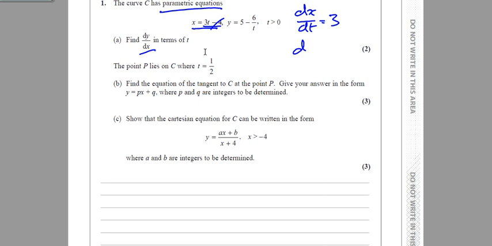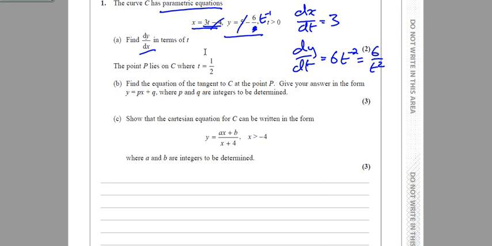Next thing we've got to do is find dy by dt. If we differentiate this, we can't differentiate at the moment because the t's underneath. So what I'm going to do is put that t at the top and make it t to the minus 1. Okay, so differentiating y now. The 5 just goes. The minus 1 comes down, so that's going to be plus 6 t to the minus 2, which we can also write as 6 over t squared.